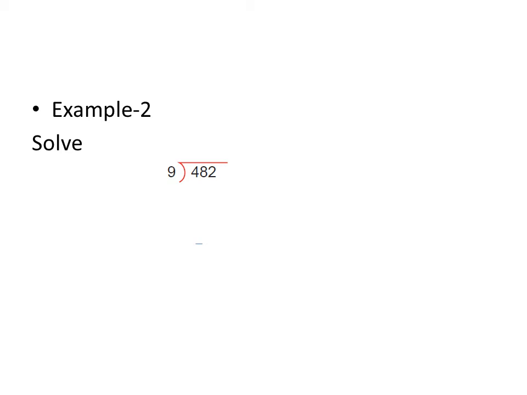Now recite again the table of 9. 9 ones are 9, 9 twos are 18, 9 threes are 27, 9 fours are 36, 9 fives are 45, 9 sixes are 54. 54 is greater than 48. Now which number is just less than 48? That is 45. So write 45 here and 5 above the line as shown. Now subtract it. 8 minus 5 is 3. 4 minus 4 is 0.